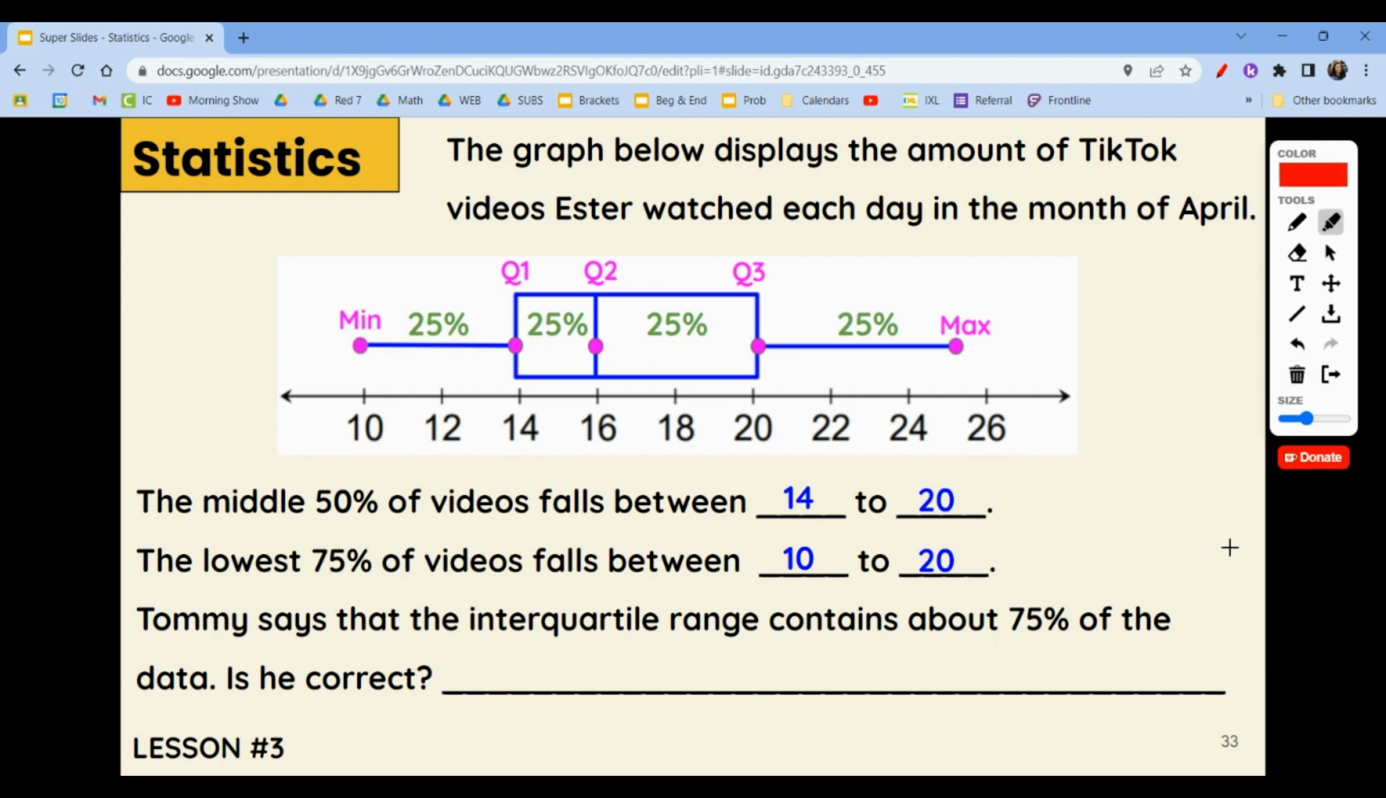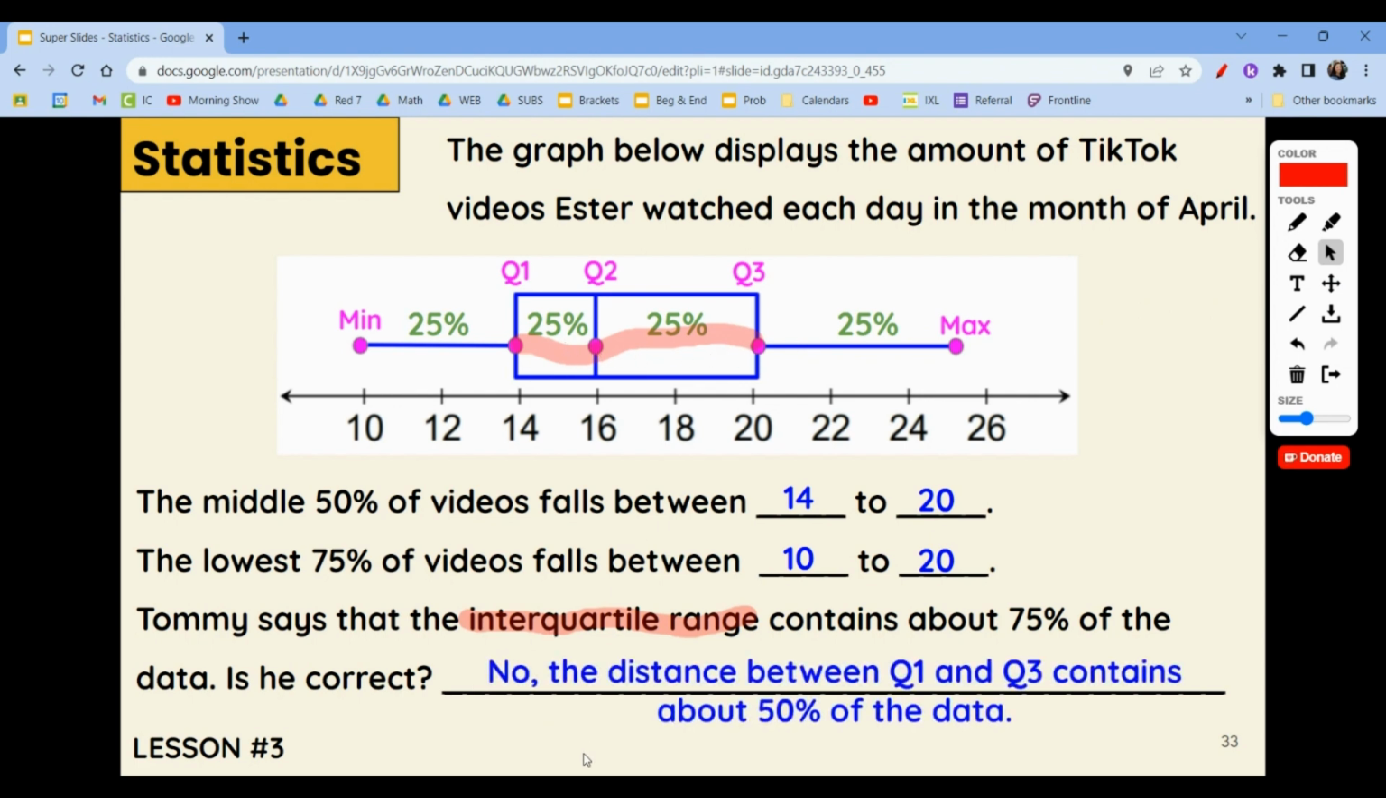Tommy says that the interquartile range contains about 25% of data. Is he correct? So again, the interquartile range is the box. Does the box contain about 75% of the data? No, the box contains about 50% of the data. So Tommy is incorrect. The IQR is about 50% of the data.